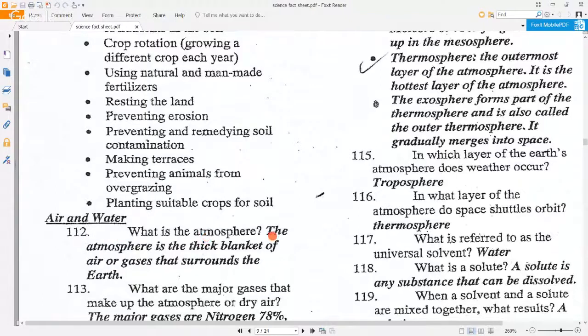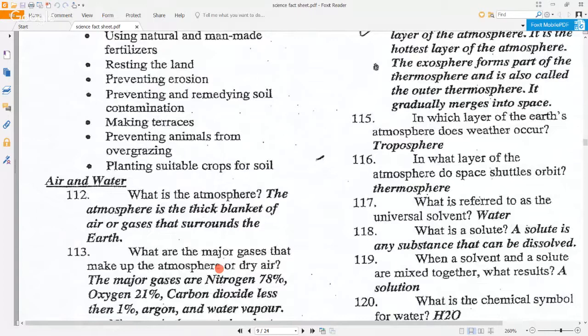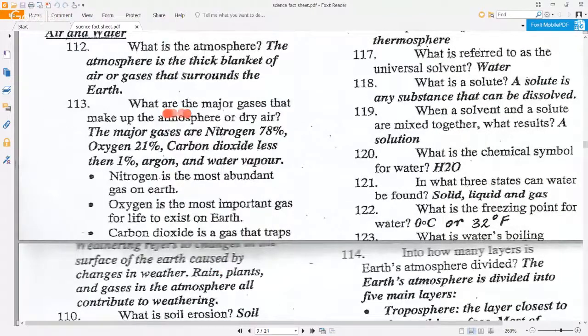What is the atmosphere? Well, the atmosphere is the thick blanket of air or gases that surround the earth. 113. What are the major gases that make up the atmosphere or dry air? Well, the major gases are nitrogen, 78%, oxygen, 21%, carbon dioxide, less than 1%, argon, and water vapor.